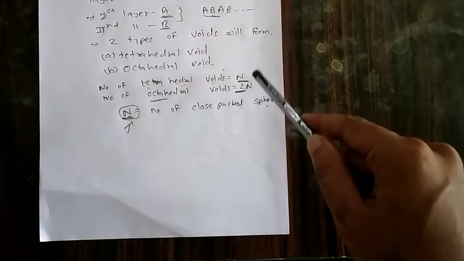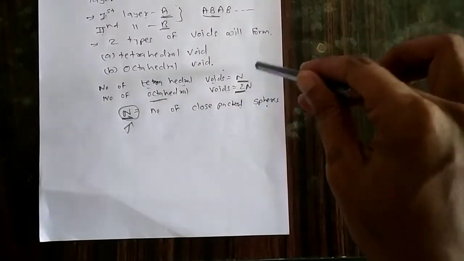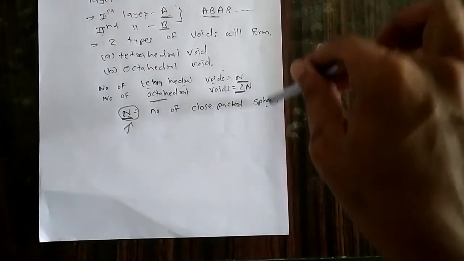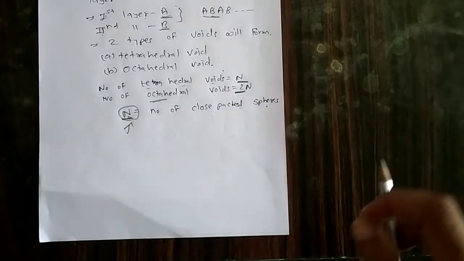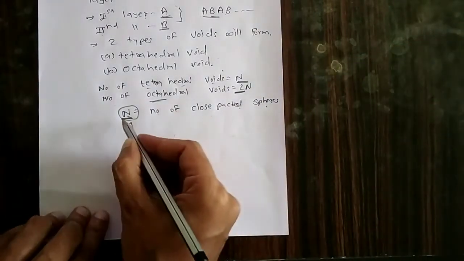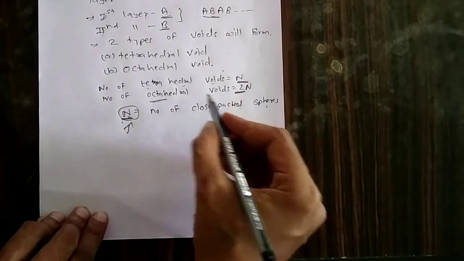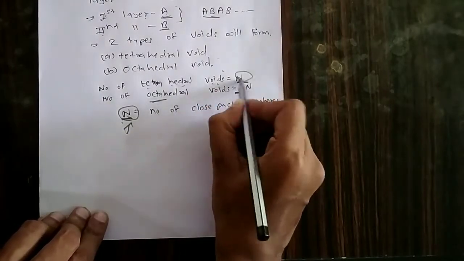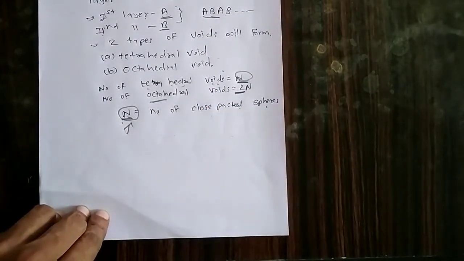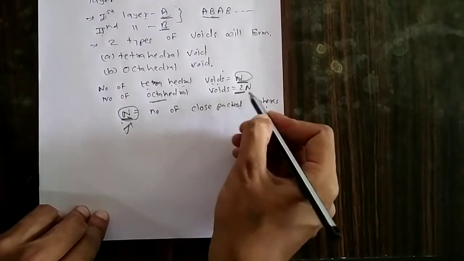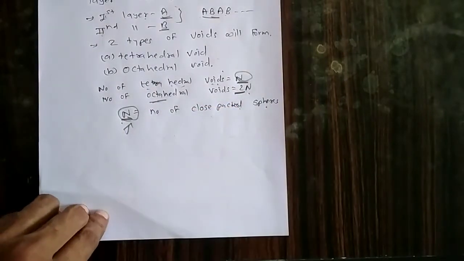So by this n and 2n, they are asking some MCQs. So keep that in your mind, that the number of atoms is your tetrahedral void n, and double that is octahedral voids 2n. Okay.